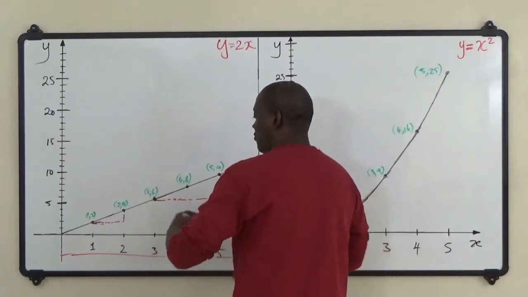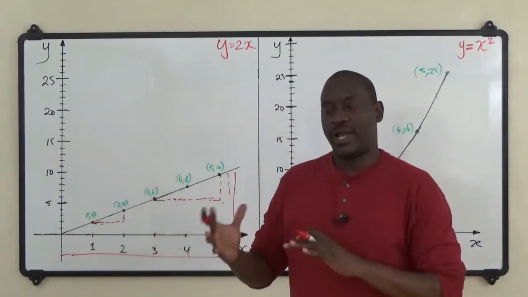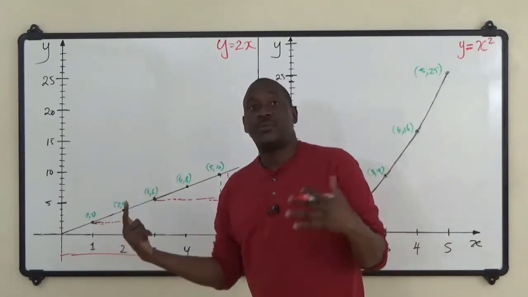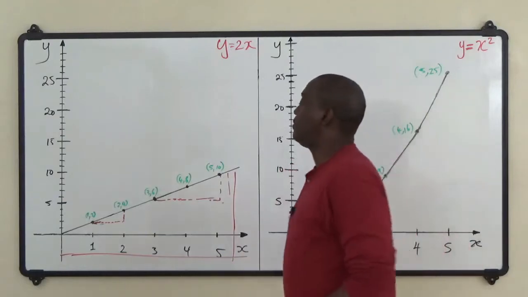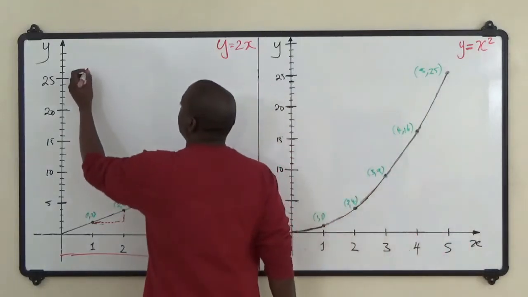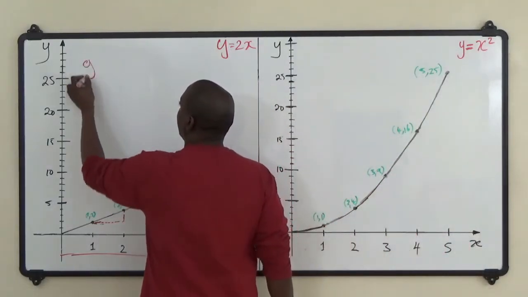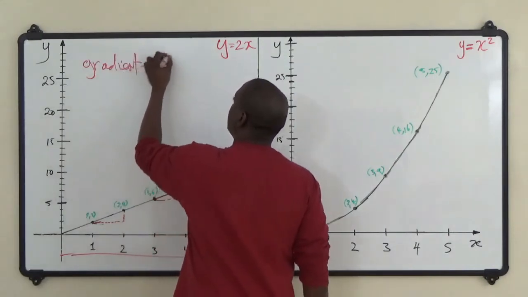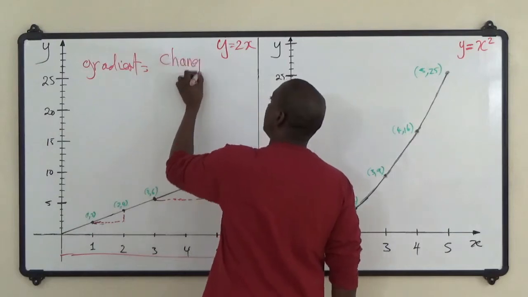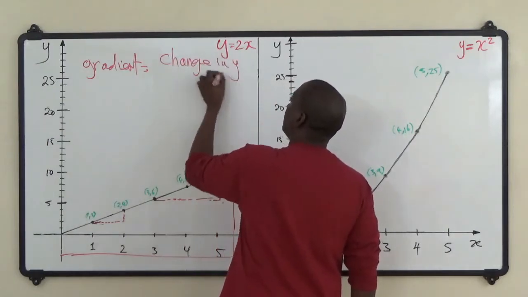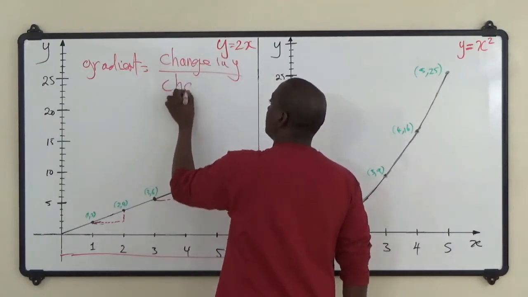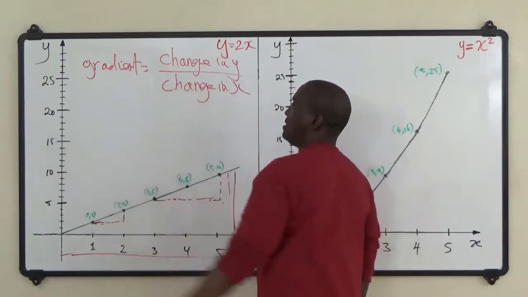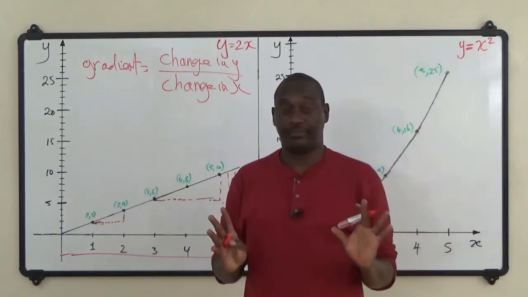So in other words, the relative change between y and x, between any 2 points on this line, is what we refer to as the gradient. So the gradient is change in y over change in x. That is basically what it is.